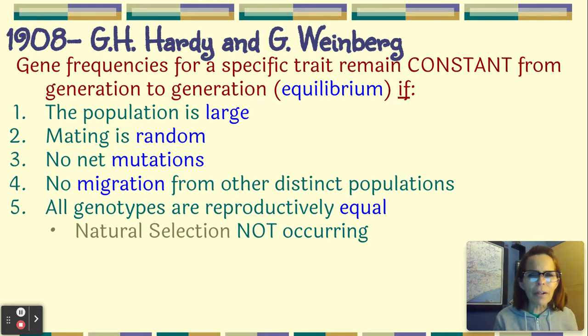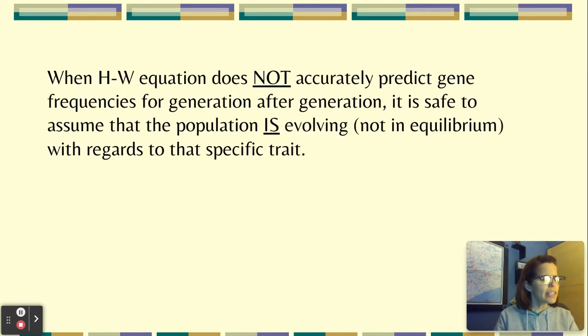Now, I want you to remember that the whole idea with Hardy-Weinberg is that this is a null hypothesis. This is what's going to occur if there's no evolution happening. Most of the time, we're going to see some natural selection occurring and some evolution happening. This is the null hypothesis. So it says when the Hardy-Weinberg equation does not work out, when it does not accurately predict gene frequencies for generation after generation, it is safe to assume that the population is evolving.